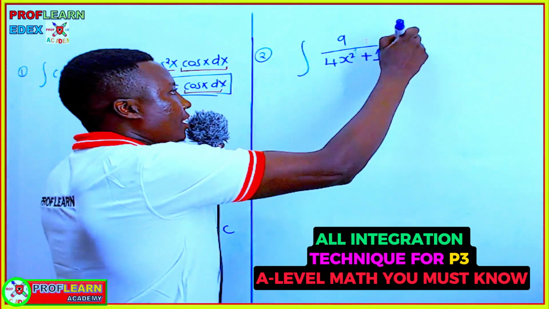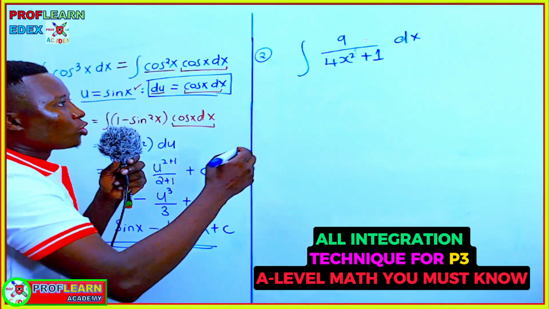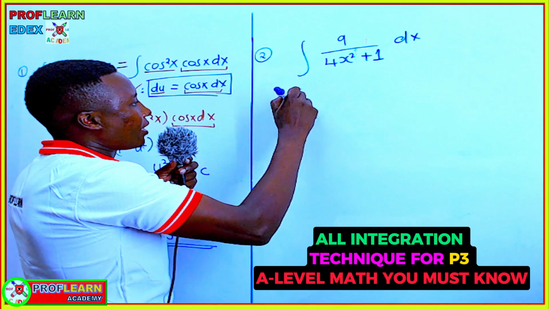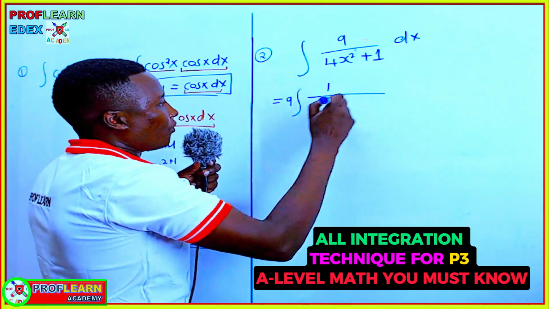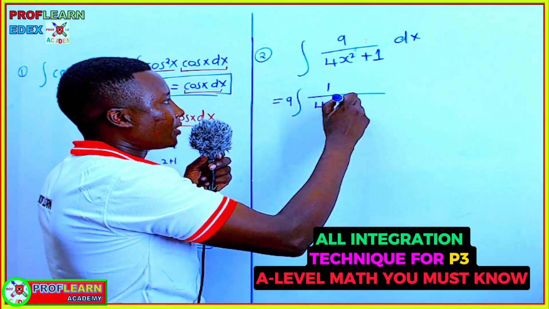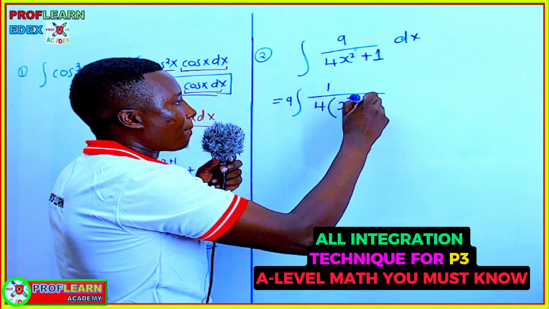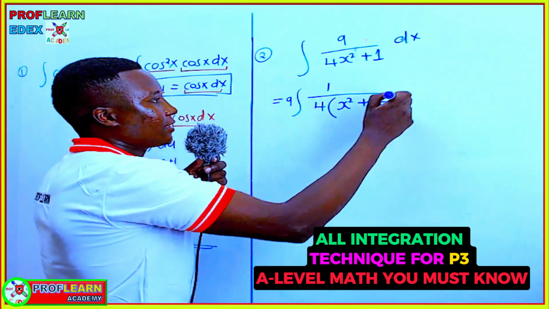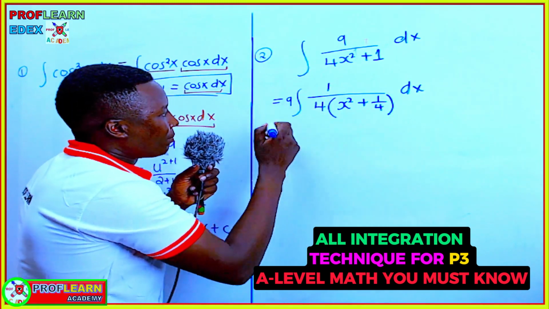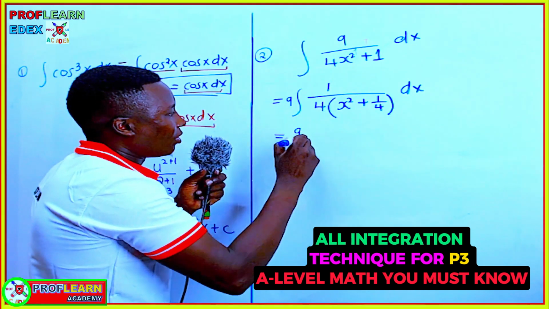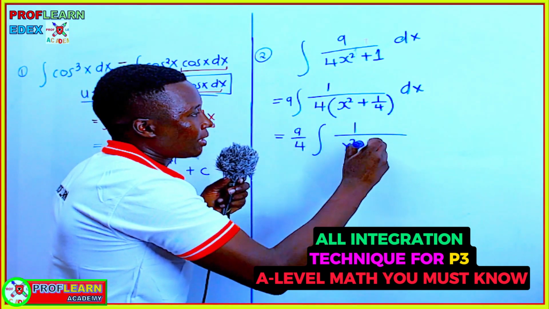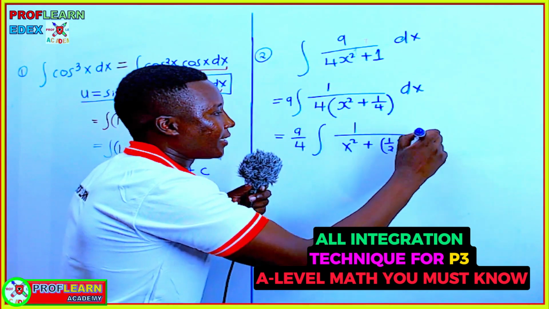In the event you are given this kind of question, you need to take this 9 out, so that we have the integral of 1 over, and I'm going to factor this 4 out also, so that I remain with x squared plus 1 over 4, with respect to x. This 4 I can bring out, so that I'll have 9 over 4 times the integral of 1 over x squared plus 1 over 2 squared with respect to x.